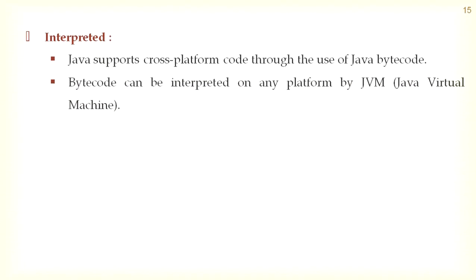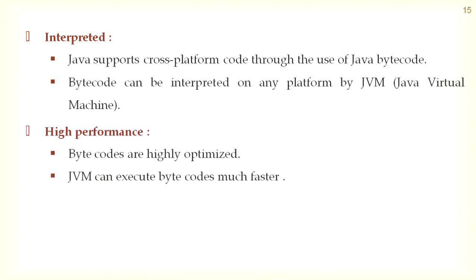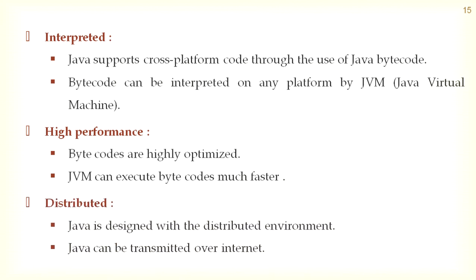Then interpreted. Java supports cross-platform code through the use of Java bytecode. Bytecode can be interpreted on any platform by the JVM, that is, the Java Virtual Machine. Then high performance. Bytecodes are highly optimized. The JVM can execute bytecodes much faster. Then distributed. Java is designed for a distributed environment. Java can be transmitted over the internet.